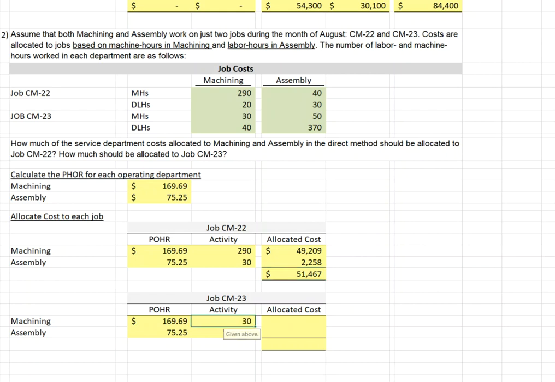For job CM23, we pick up the activity level. It had 30 hours of machine time in the machining department. We multiply that by the predetermined overhead rate, and we get $5,091 allocated to job CM23. In the assembly department, it spent 370 hours of direct labor time, multiplied by our predetermined overhead rate of $75.25 gives us $27,843 in cost, for a total cost of job CM23 of $32,933.